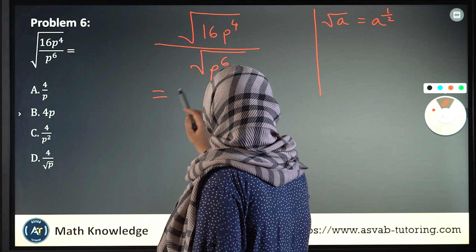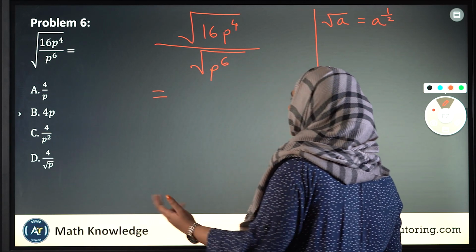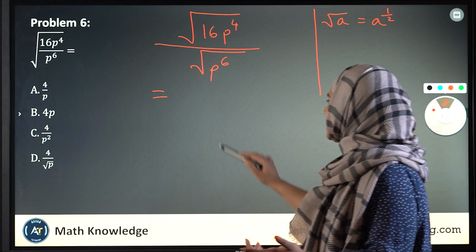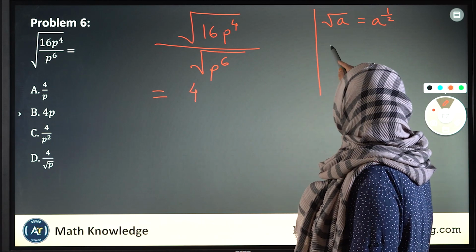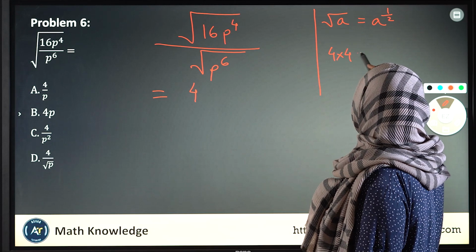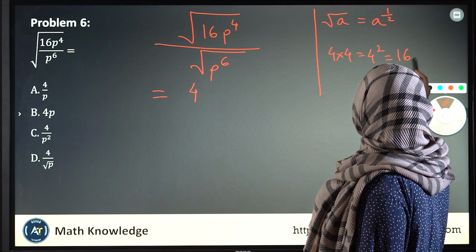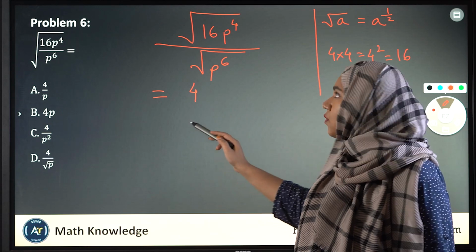So let's look at this. For instance, this is the square root of 16, which is kind of simple because we know the square root of 16 is 4. And how did we get it? Because we know 4 times 4, or 4 squared, is 16. So if you do the square root of 16, it's going to end up as 4.